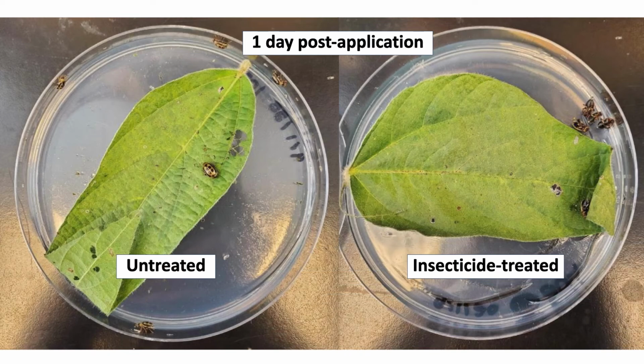What we did to test this is we sprayed small plots. So we went out, sprayed the insecticide in the plot, and then at different intervals we collected foliage. We put them on this agar media.